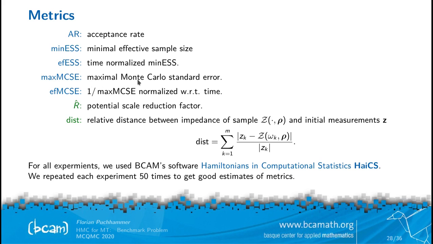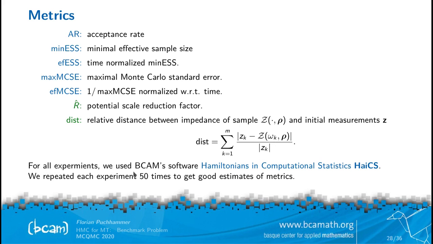We take a look at the Monte Carlo standard error and the worst case scenario, so the maximal one. To get an efficiency metric, we just take the inverse, so that bigger is good again, and normalize it with respect to computation time. And to look at accuracy, we consider the potential scale reduction factor, which basically takes care of how well we searched our parameter space. And the dist is just the relative distance between the impedance of what we measured and the impedance of what we estimated.